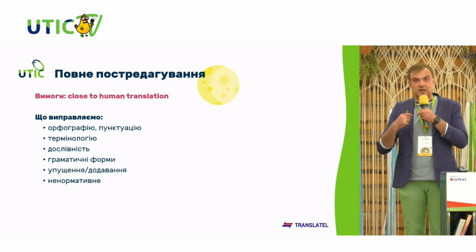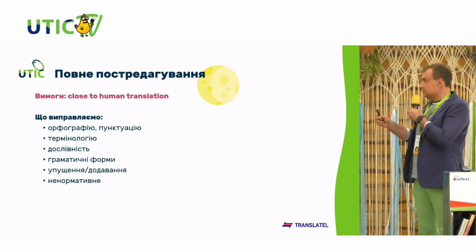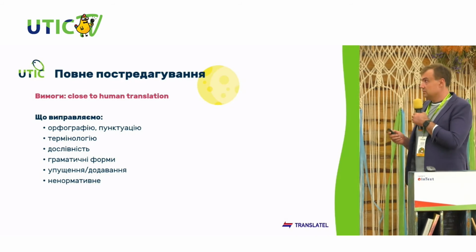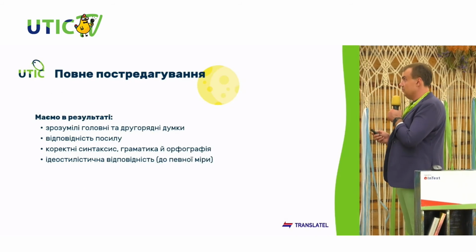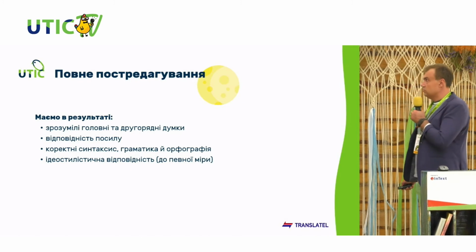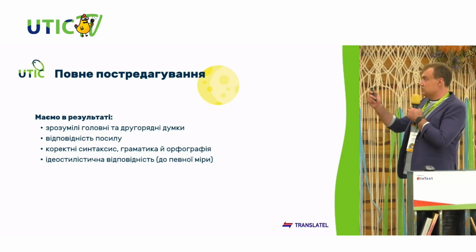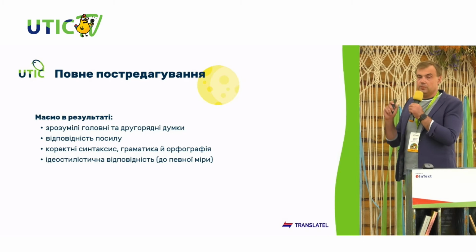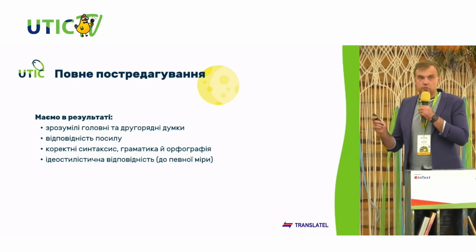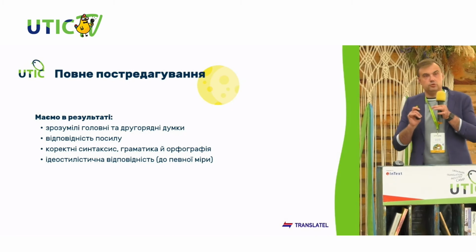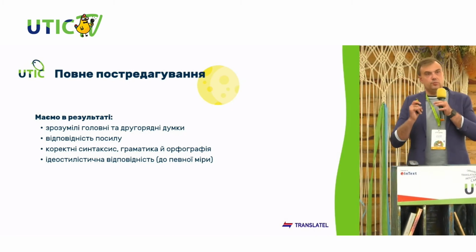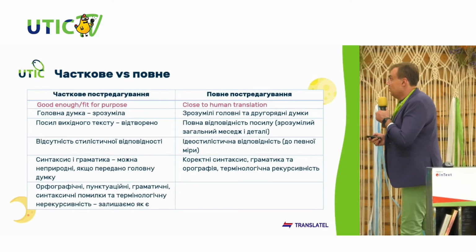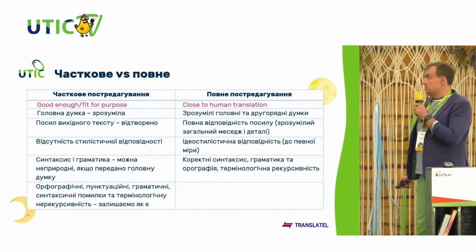What do we correct? Some terminology, grammar forms, orthography, some punctuation, some lacks in the meaning, slang and so on. We should correct it. As a result, we will receive clear main and secondary thoughts, correlation with the purpose of the text, correct grammar, orthography, and syntax, and somehow ideal stylistic alignment, because it doesn't mean that it will fully match human translation. We understand that this translation is done by a machine.